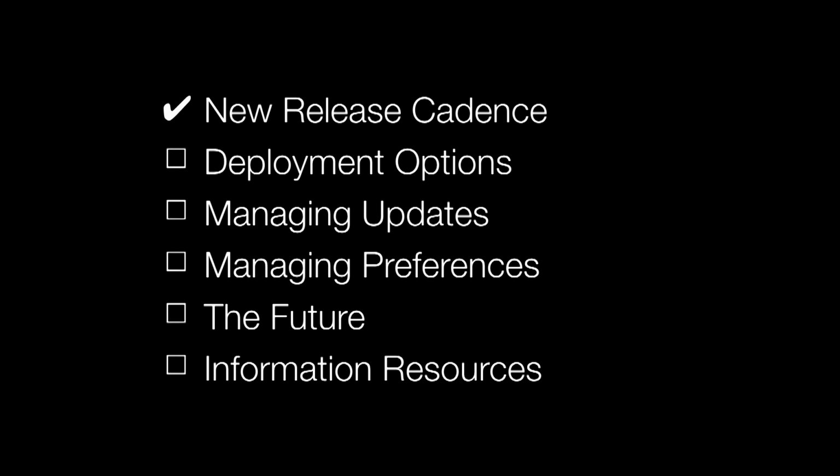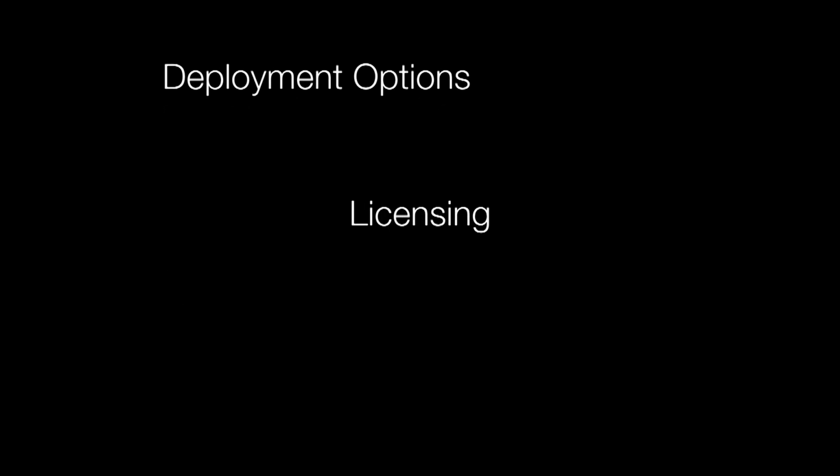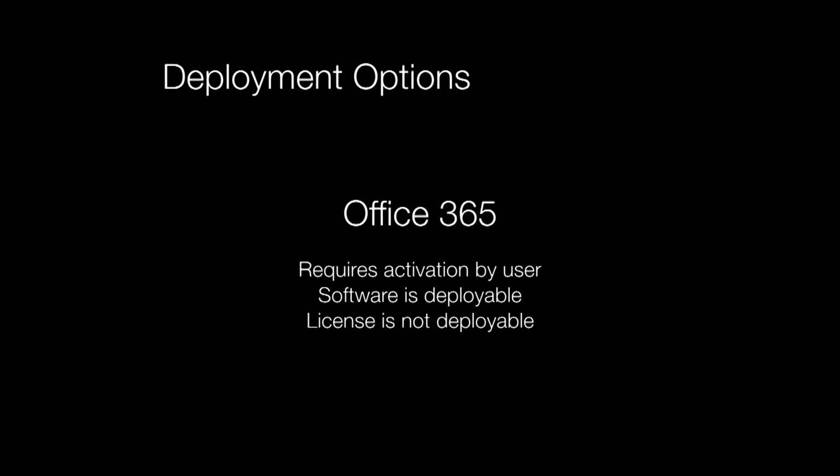All right, now let's look at our deployment options. This has caused some confusion for some folks, but it's really, really pretty simple. How you make your initial deployment of Office 2016 really depends on your licensing. And there's only 3 types of licensing. We have Office 365, which requires a user to sign into an Office 365 account to use the product. Administrators can deploy the software, but they cannot deploy this license. It requires monthly access to Microsoft's activation servers to continue running.